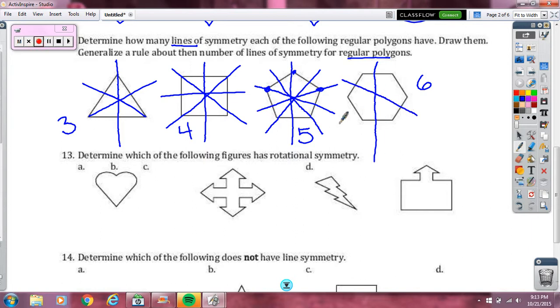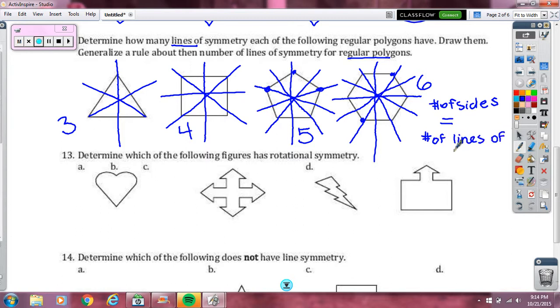We've got lines through each of the opposite sides. Ooh, that last one was yucky. And then also through each of the opposite vertices, or those little intersection points. 1, 2, 3 more. 6 lines of symmetry. The pattern that you're seeing is that the number of sides that a shape has, if it's a regular polygon, is equal to the number of lines of symmetry.